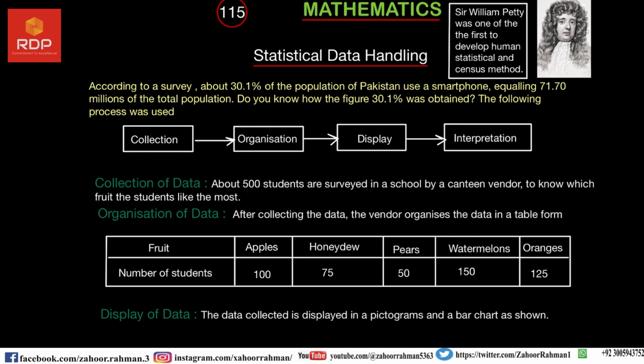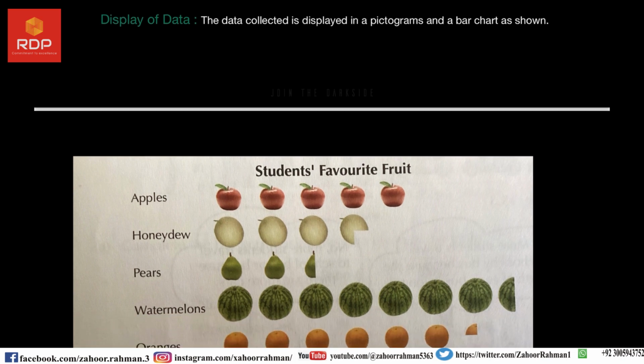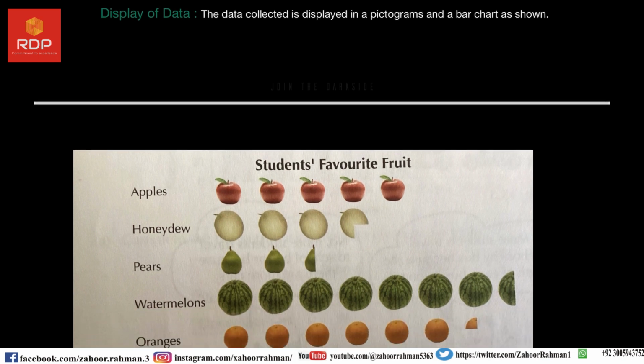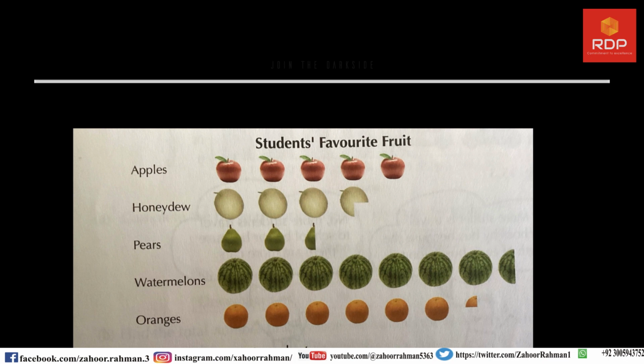The third step is that data should now be displayed in a pictogram or a bar chart. Dear learners, chart and graph are used interchangeably. So, whatever the meaning of chart is also the meaning of graph. In this particular topic, we will use first the pictograph, that is in the form of pictures, and the bar graph. Later on we will use line charts and pie charts as well.